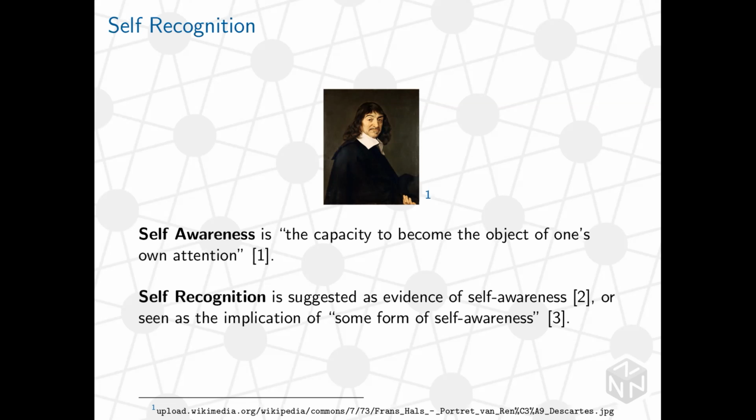Self-recognition is a bit harder to pin down. It's generally physically observable evidence of self-awareness, like when you can see that an animal or a human has recognized themselves or recognized some sort of causality of their own actions, these kind of things. So self-recognition is the idea that we're tackling here.